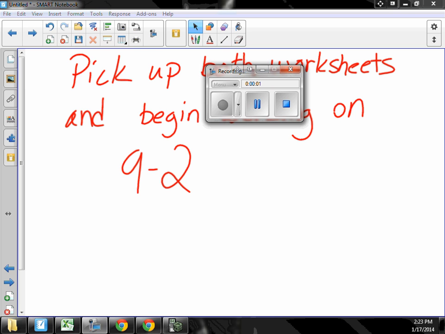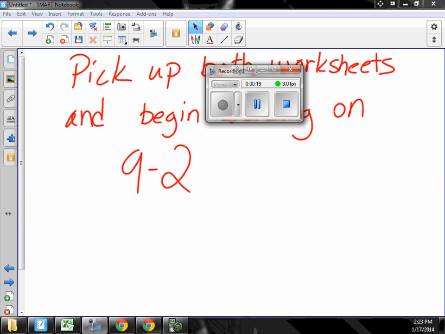Top of 9-2, the first section is really simple. You're just converting from logarithm into exponential form. The second set, you're converting from exponential into logarithm form. And the third set, you're evaluating each logarithm using your calculator.